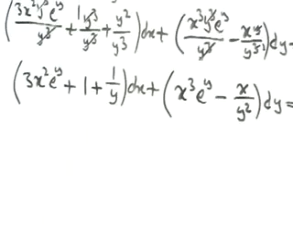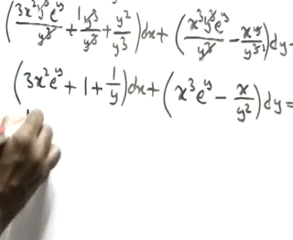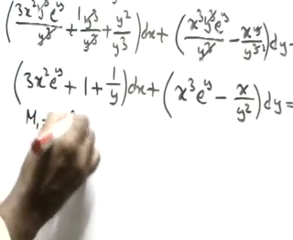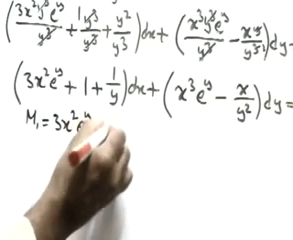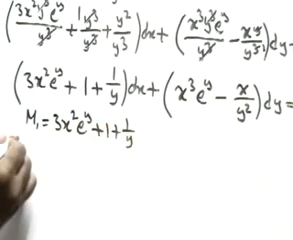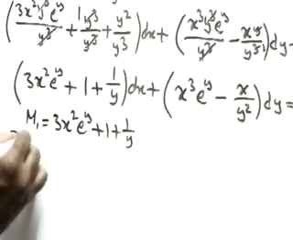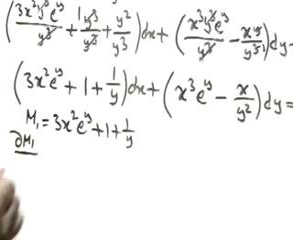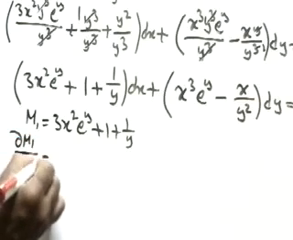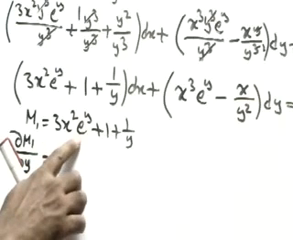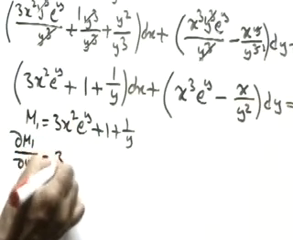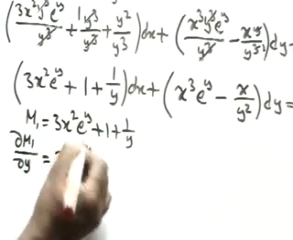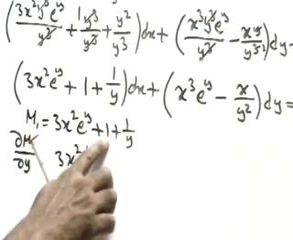Now let me consider again this one as M1, this one as N1. So M1 we are having 3x² e^y plus 1 by y. Now let me see whether it changes to exact or not. Find out ∂M1/∂y. Now the derivative of e^y is e^y, so 3x² e^y.